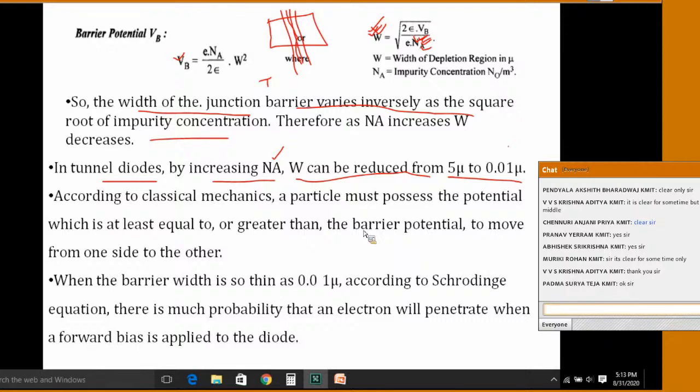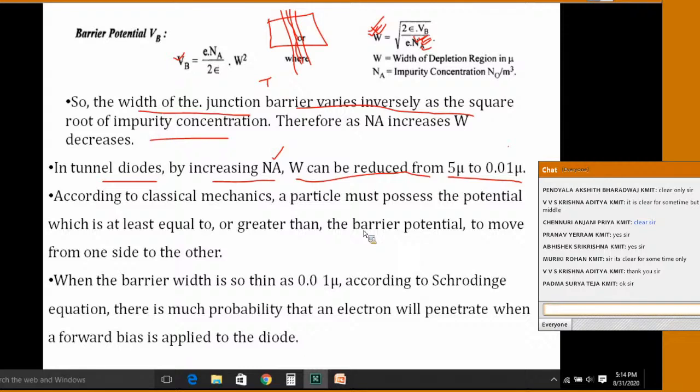Now, what is the tunneling mechanism? Even for smaller positive voltages, for 0.1 volt also, some electrons, due to the thin depletion layer, tunnel into the other side. That means from the N region to the P region, electrons will tunnel to the other side. When the electron tunnels from one side to another, that current is called tunnel current. If the voltage is less than the barrier potential, the current is due to tunneling of charge carriers. Greater than the barrier potential, the current is due to diffusion of charge carriers. That's why the tunnel diode is a little bit different compared to the normal PN junction diode.